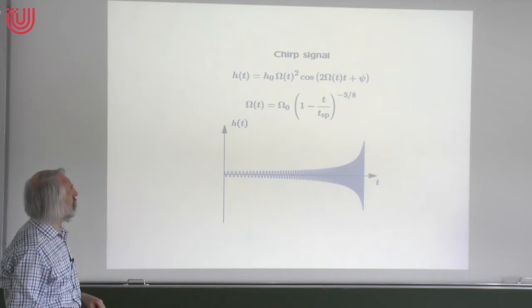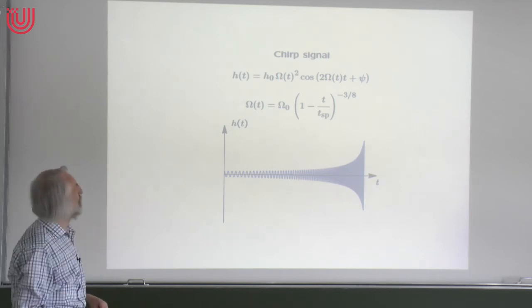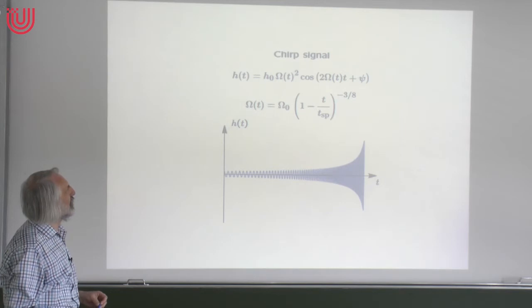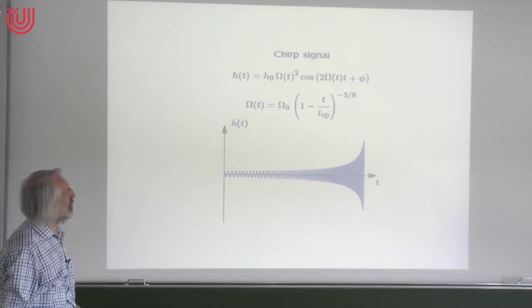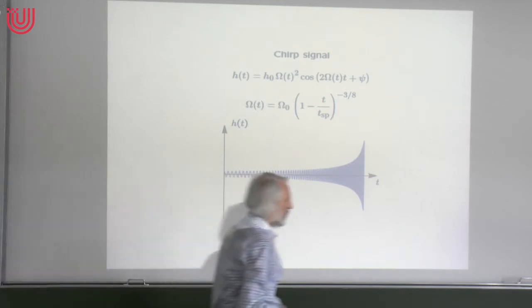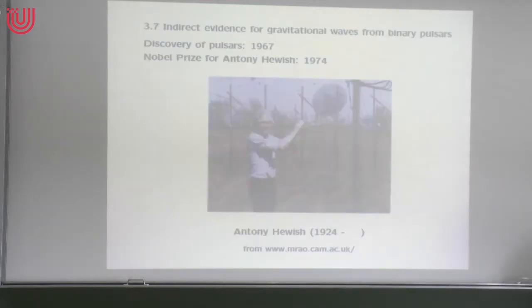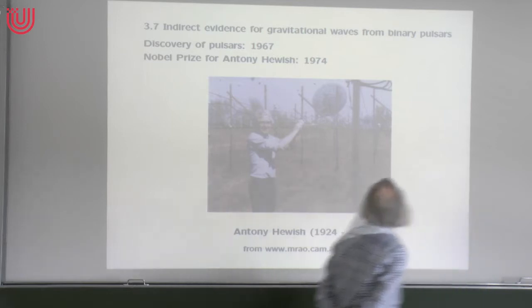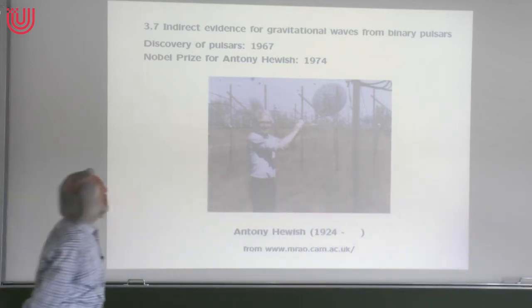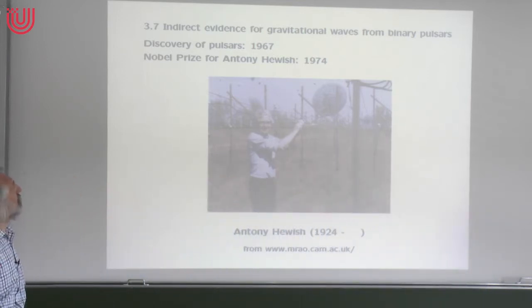Okay, these were two pictures which last time I've just sketched on the board in a very superficial way, but these things are really produced with Mathematica, so they show you how it looks in a proper way. And now we want to compare this with observation. So now comes the short section entitled Indirect Evidence for Gravitational Waves from Binary Pulsars.